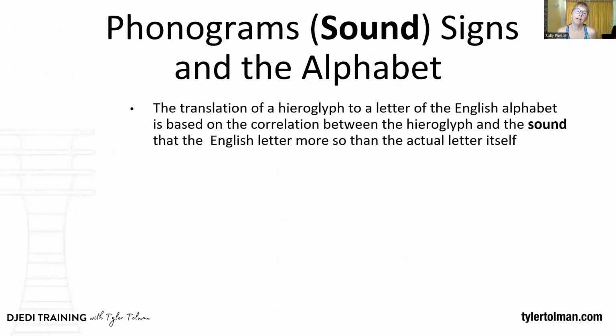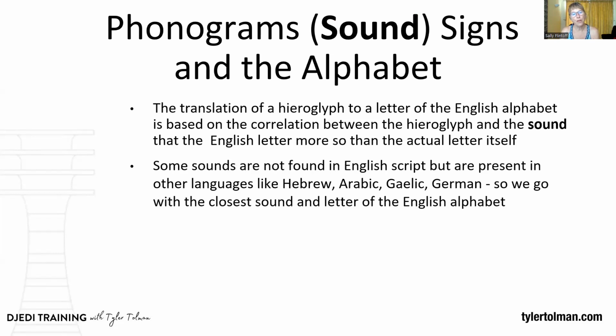So the translation of a hieroglyph to a letter of the English alphabet is generally based on the correlation between the hieroglyph and the sound that the English letter of the alphabet makes, more so than the actual letter itself. Though, of course, there is some correlation between the actual letter as well. And it's worth noting that some sounds are not found in the English script, but they are present in other languages, for example, Hebrew, Arabic, Gaelic, German, and so on. So when we're translating into English, we go with the closest sound and the letter of the English alphabet.